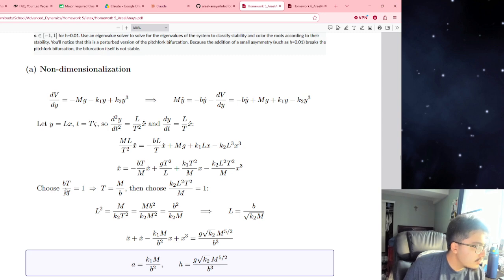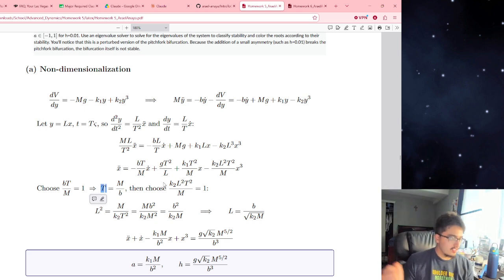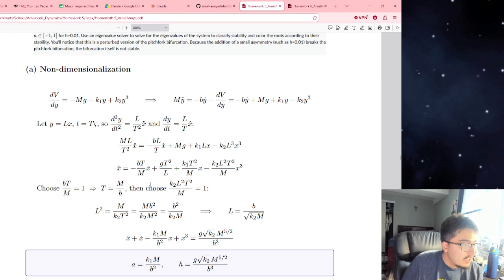So we can take this bT over m term, set it equal to 1, and from that we can solve what our T should be to non-dimensionalize the system. It should be defined as mass over the damping.